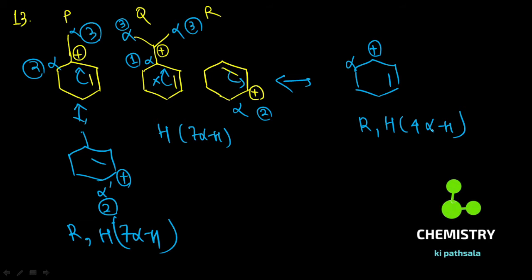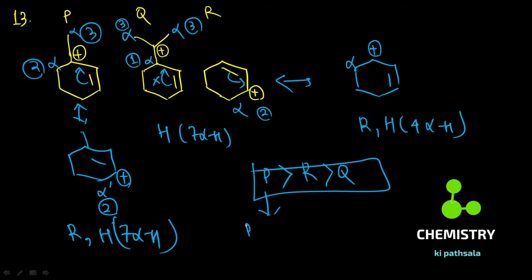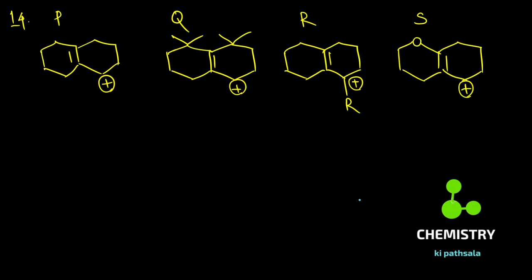So the answer is P greater than R greater than Q. Yes, because in case of P it is resonance and hyperconjugation, and in case of R this is resonance and hyperconjugation. In case of Q there is possibility of only hyperconjugation. Correct? So P, R and Q is your answer. Cleared? Now coming to question number 14.